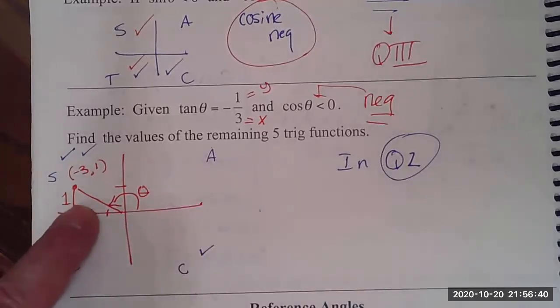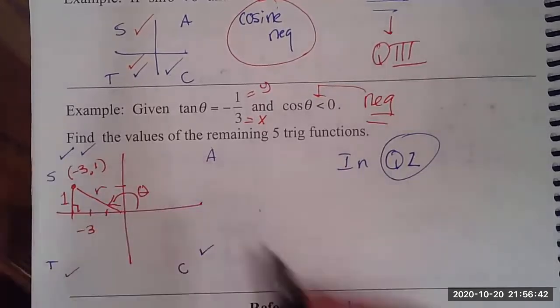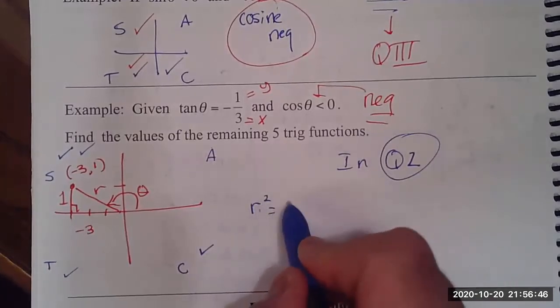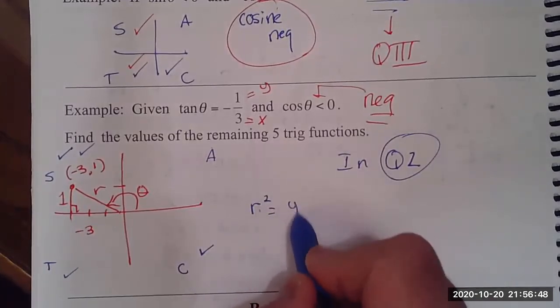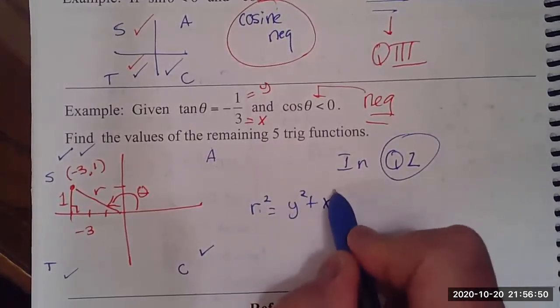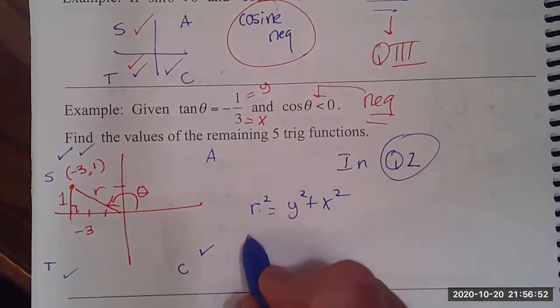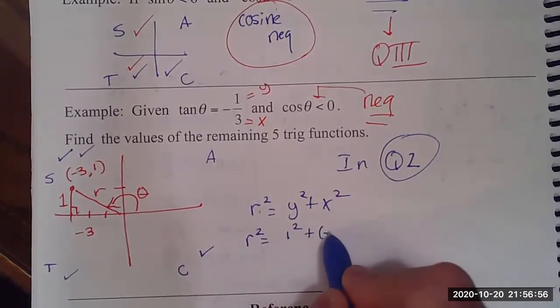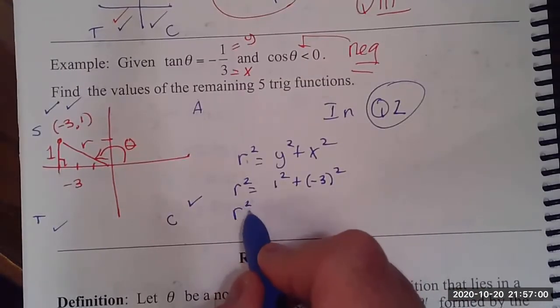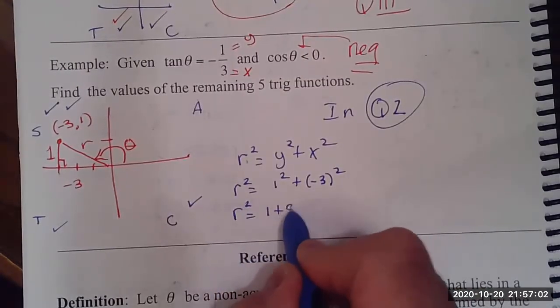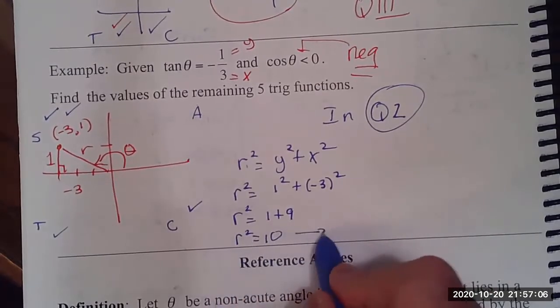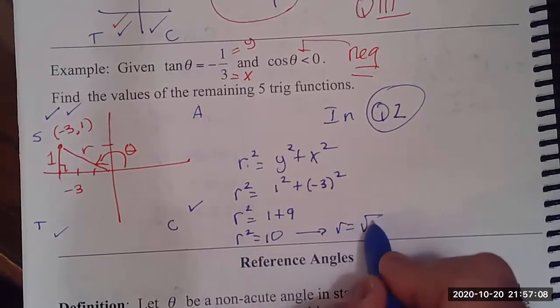I need to find what's called the r, and we know how to do that. That's r squared equals y squared plus x squared. R squared is equal to y squared, which is 1 squared, plus a -3 squared. R squared is equal to 1 plus 9. R squared is equal to 10. Therefore, r is equal to the square root of 10.